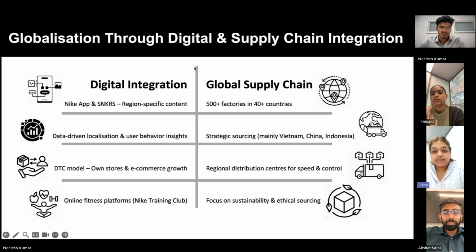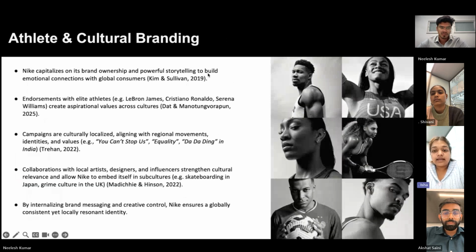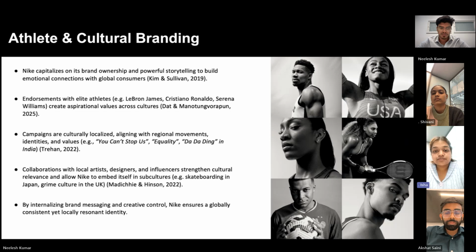In the next slide, the second pillar of Nike's international strategy is its powerful use of athlete and cultural branding. Nike partners with elite athletes like LeBron James, Serena Williams, and Kylian Mbappé, not just to promote products but to build emotional connections with audiences across the world. Beyond global icons, Nike also collaborates with local designers and influencers like G-Dragon in Korea and Maharishi in the UK to reflect regional style and identity.